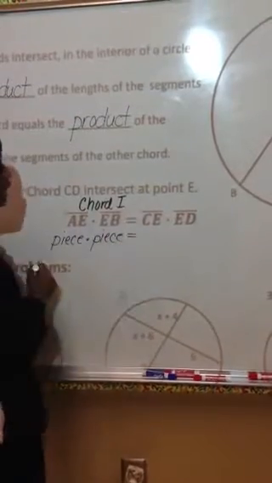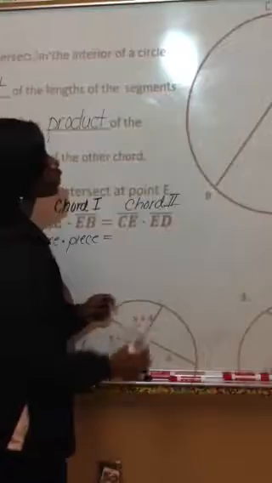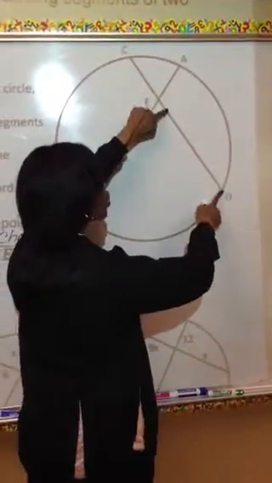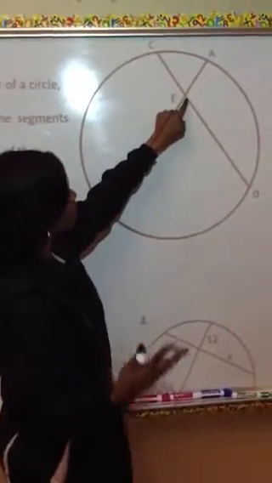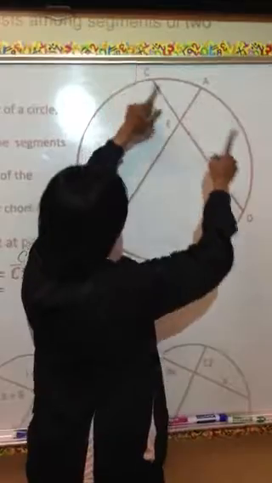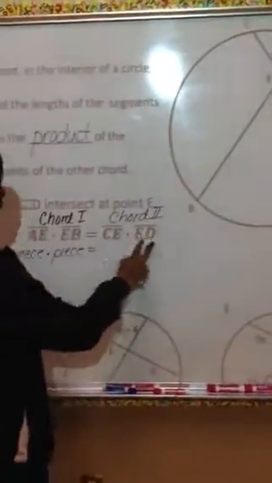And then we go to the second chord. I'll call it chord 2. Chord 2 is segment CD. It was also divided into two pieces. So we want to find a product for those two pieces. So we multiply the measure for segment CE times the measure for segment ED. So piece times piece. CE and ED.